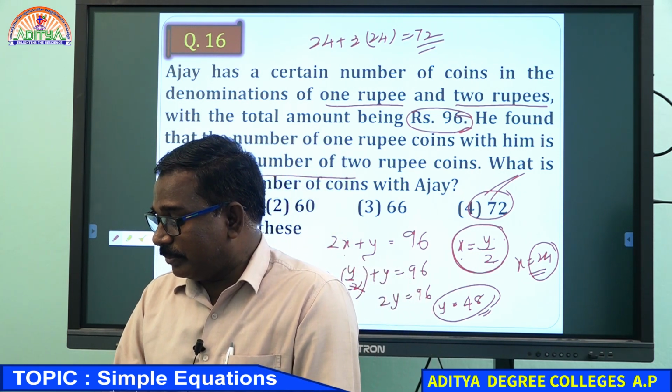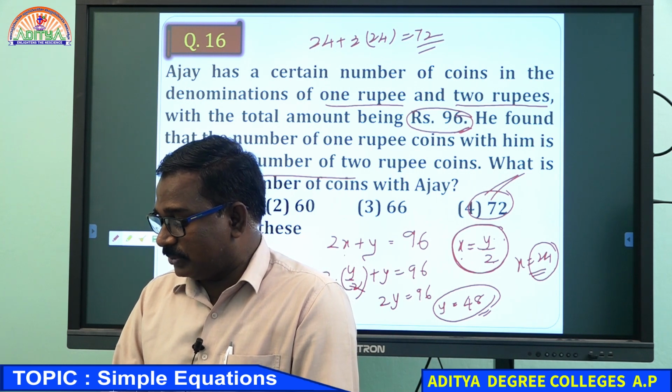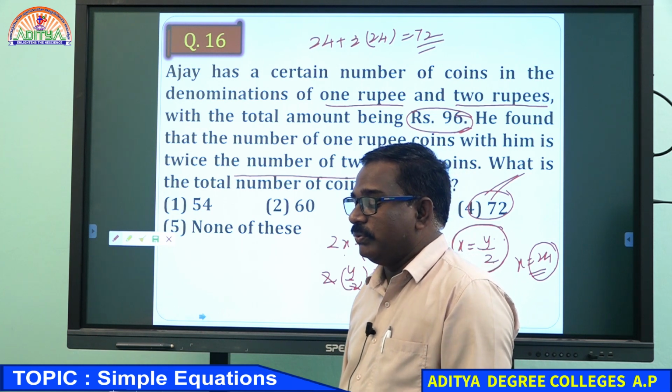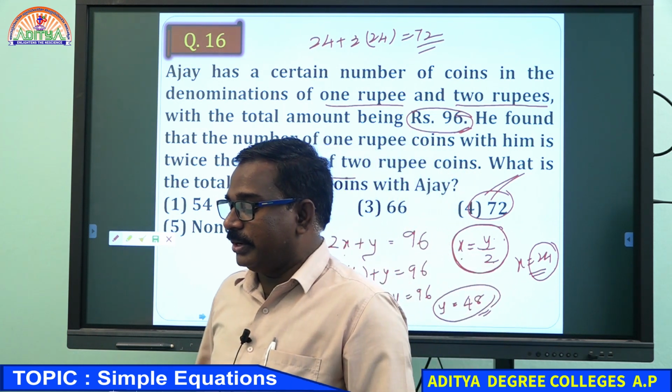Somebody asked what is meant by denominator. Denominator means, if a fraction is there, like 2 by 4, then 2 will be called the numerator and 4 will be called the denominator.